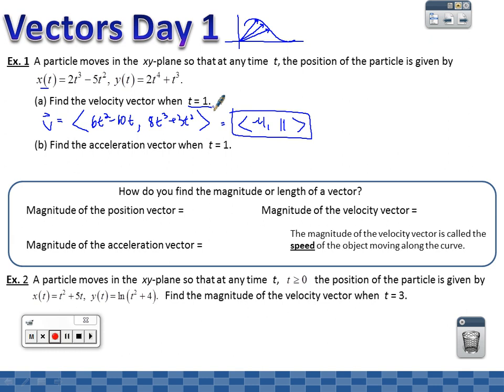So acceleration vector, I would just find it first so that I can use it. So we would get 12t minus 10 and 24t squared plus 6t. That would be my acceleration vector. And so they want us to evaluate it when t is 1. So we do the same thing. We plug a 1 in there, and we get 230.